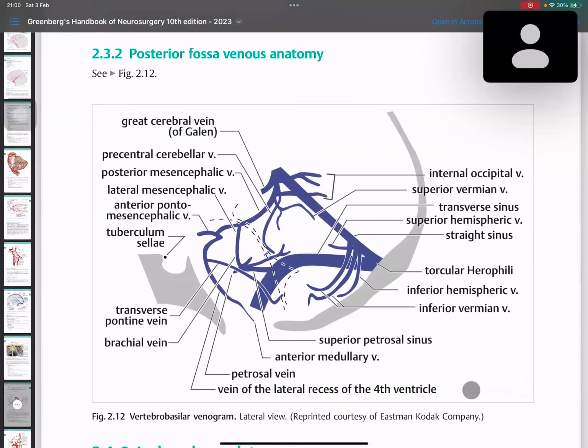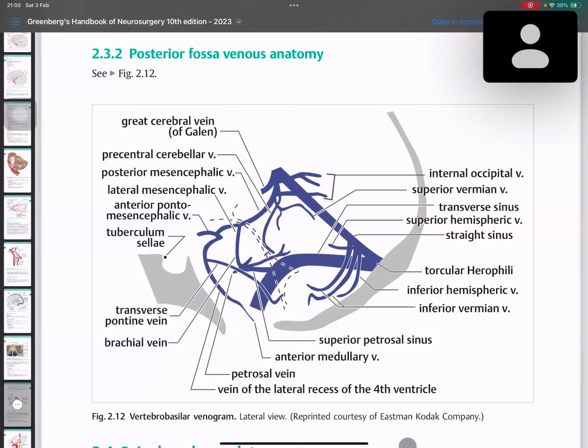So talking about the posterior fossa venous anatomy, like I said, it is part of the supratentorial veins. The great cerebral vein of Galen will participate in the drainage of the posterior fossa. We have the precentral cerebellar vein, which usually vascularizes the anterior part of the cerebellum.